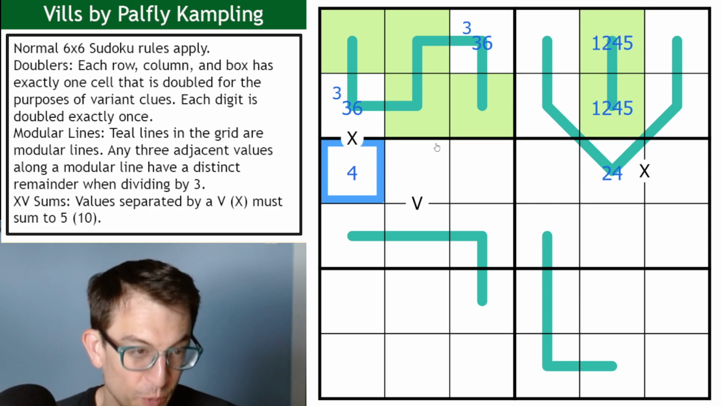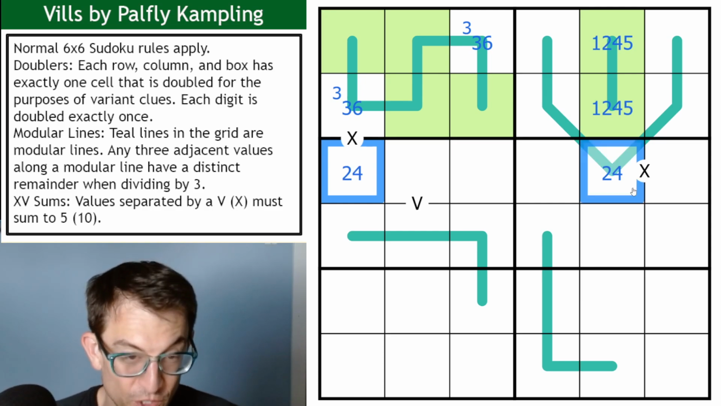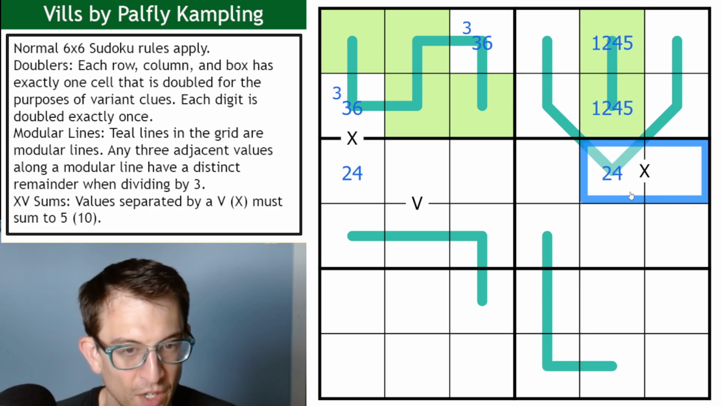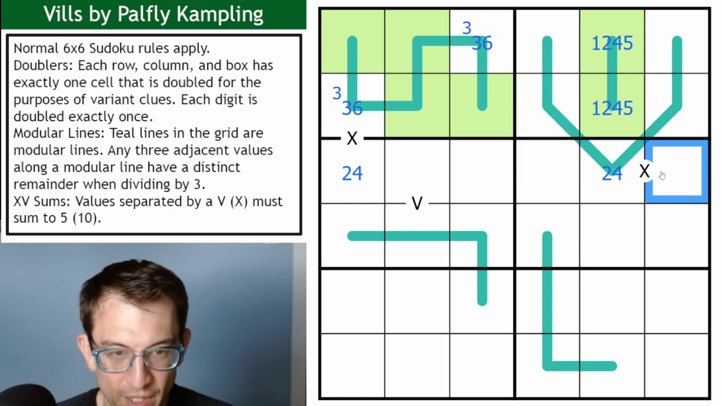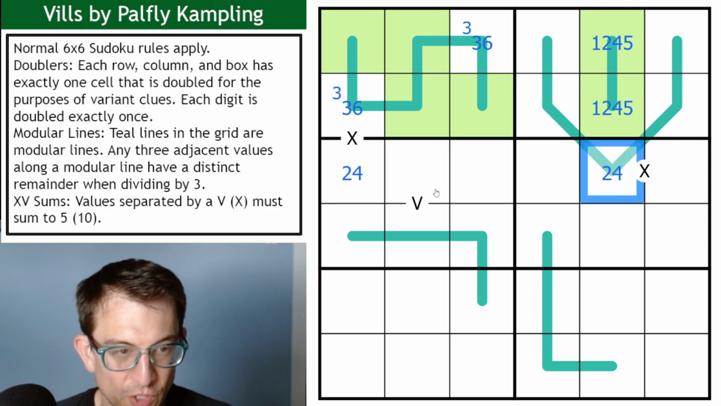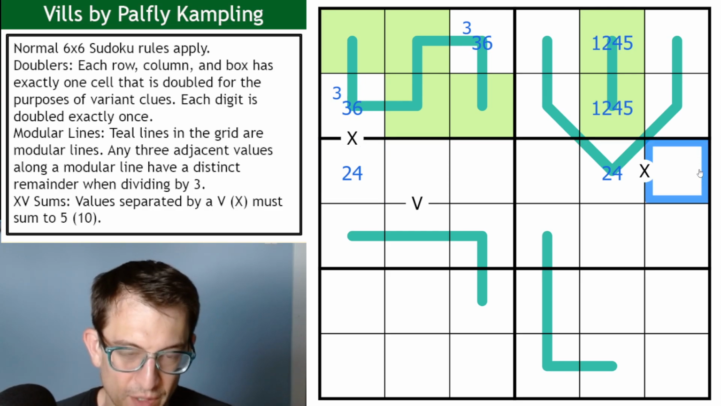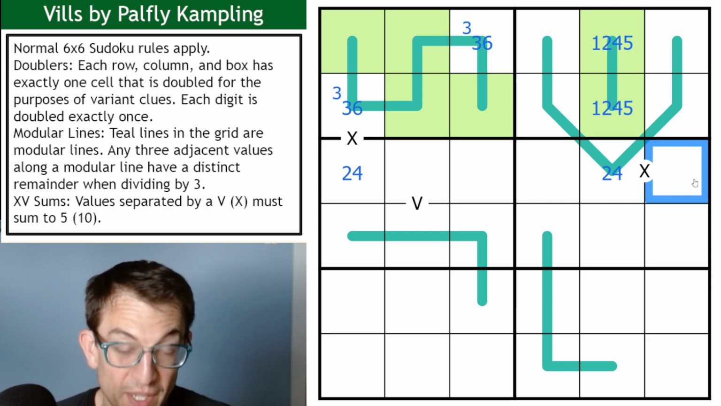I just don't know if it's a real 4 or a doubled 2, but I do at least get a 2-4 pair here, which I think limits this a bit, right? Because if this is 2, that's 4. This can't be a doubled 4 anymore. So it had to be 8. So it couldn't be 8.